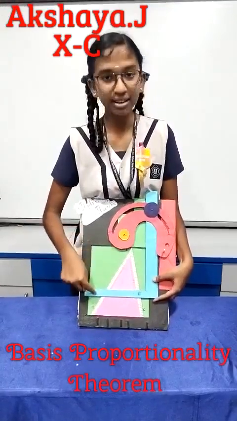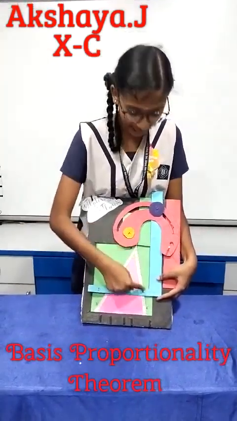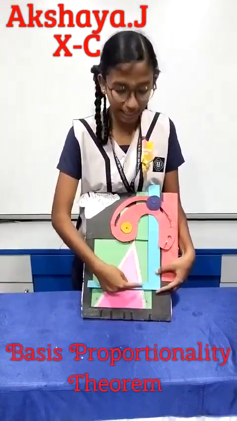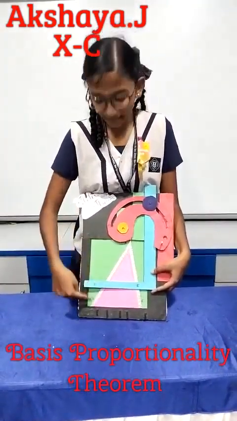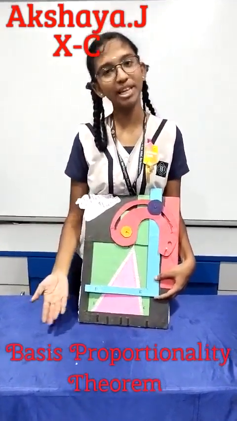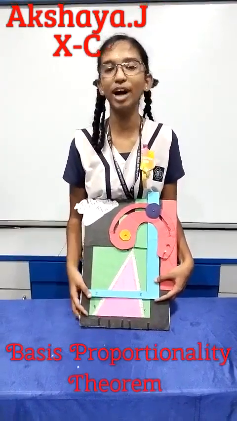AB by AD is equal to AC by AE. AB by DB is equal to AC by EC. AD by DB is equal to AE by EC. This explains the basic proportionality theorem in a much more effective manner.